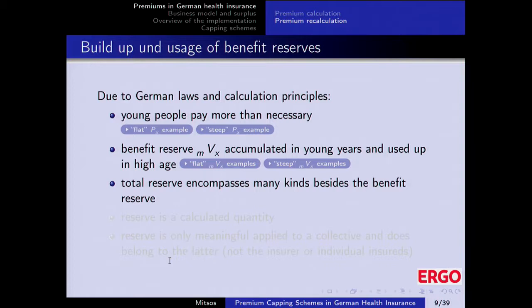We have a total reserve that encompasses this benefit reserve we've just seen, but many other kinds of reserve. It's rather complicated in the detail. The principles are simple, but the details are complicated. And the reserve is a calculated quantity. We do not have a person with a stock getting the premiums, paying claims, and then seeing at the end of the year what has been left for the reserve. We, as an actuarial department, calculate the reserve or tell ERGO how to calculate it, and then tell the asset management, please put aside so many billions.